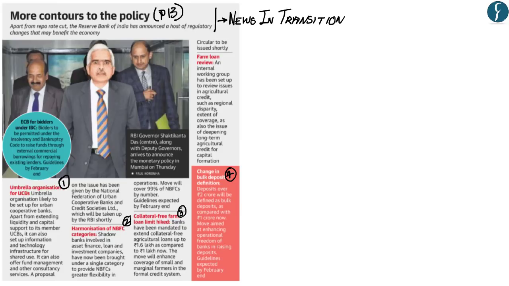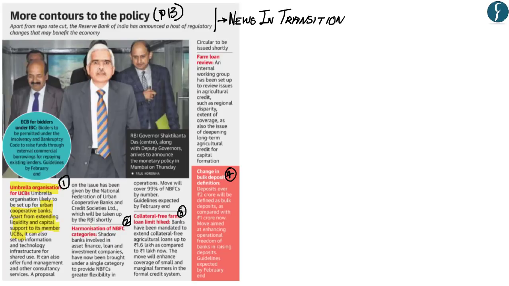Now if you take a look at the first news, what has happened is that the Reserve Bank of India is thinking of forming an umbrella organization for urban cooperative banks. Now what generally happens is that urban cooperative banks do not have much avenues to earn a profit. And thereby the Reserve Bank of India is trying to form an umbrella organization for urban cooperative banks so that each urban cooperative bank is able to extend liquidity and capital to support each other.